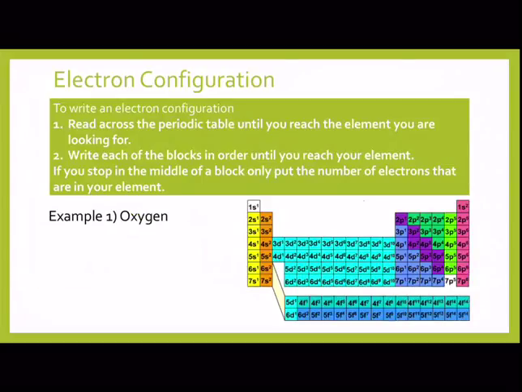So to write an electron configuration, you're going to read across the periodic table until you reach the element that you're looking for, and write each of the blocks in order until you reach that element. So oxygen is circled, and we'll read across. We have 1s2, 2s2, and 2p4. So we only write as many electrons as we have in that element. Oxygen has 4 in the p orbital.